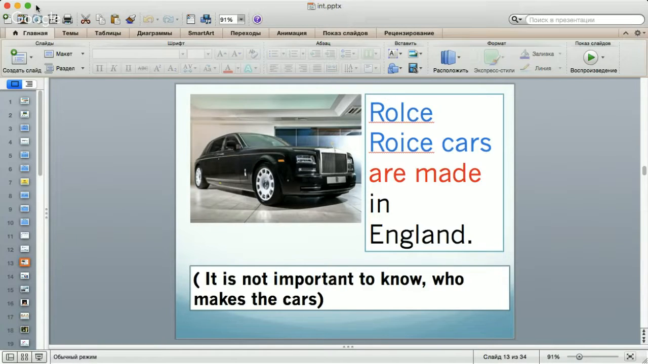Rolls-Royce. One of the greatest cars in history. Just look at that. It looks so beautiful. I think it is very, very comfortable inside. Maybe it is covered in leather. So really expensive car and really posh. I'm personally really fond of it. I think it looks just great. So Rolls-Royce cars are made in England. Isn't it important for us who makes these cars? No, it is of no importance for us. We don't know this information, and we really don't care about that. So that is why we use passive voice.